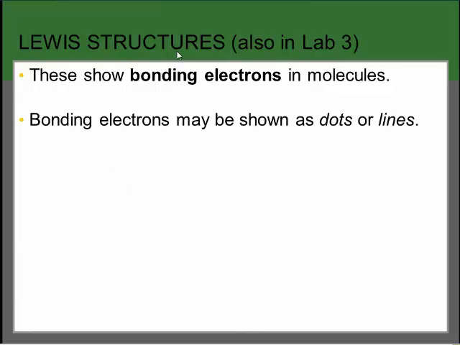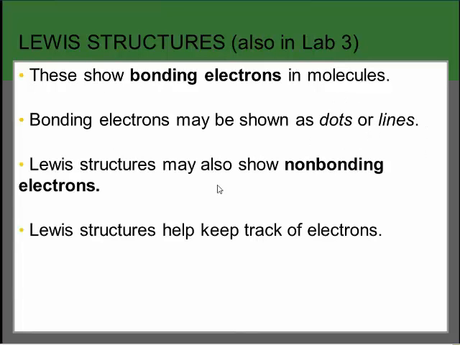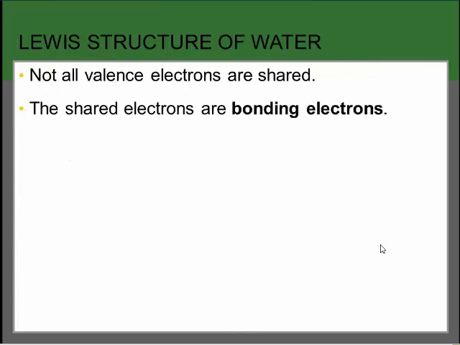So a Lewis structure shows the bonding electrons in a molecule. We can show them either as dots or as lines. They also show non-bonding electrons, and Lewis structures are essentially a way for us to keep track of electrons.